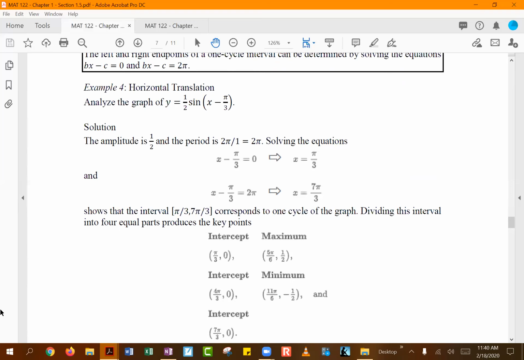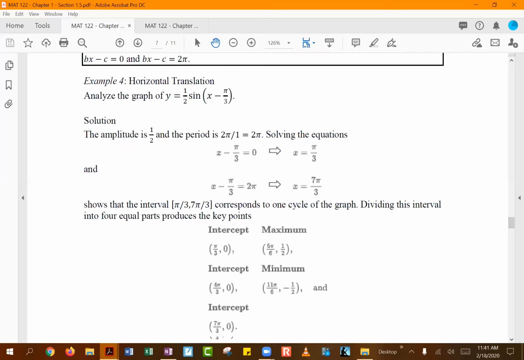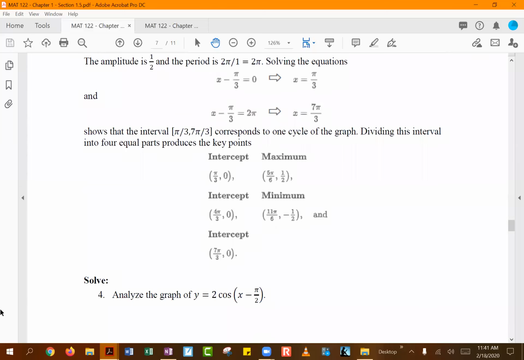Again, using those equations, bx minus c equal to 0 and bx minus c equal to 2 pi, go ahead and solve each of them. You get x equals pi over 3 and x equals 7 pi over 3. So that's now our interval. Remember, you take your interval, subtract the two values, and then divide by 4 to come up with your 5 key points.